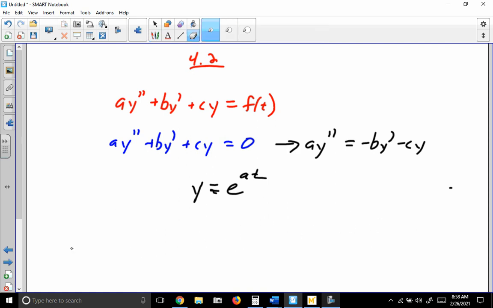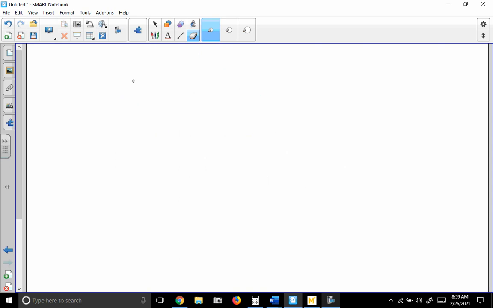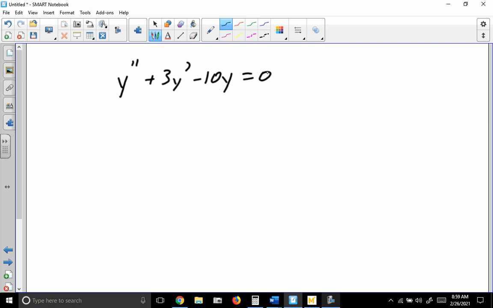So let's see if we can, let's look at an example. Let's suppose we have y double prime plus 3y prime, and let's do minus 10y equals 0.